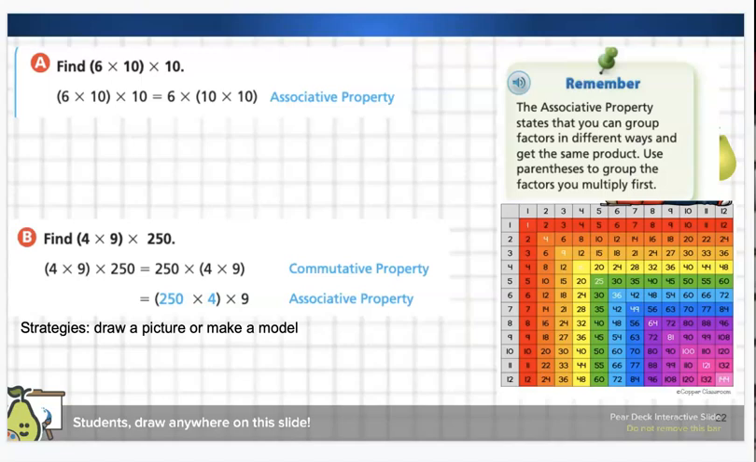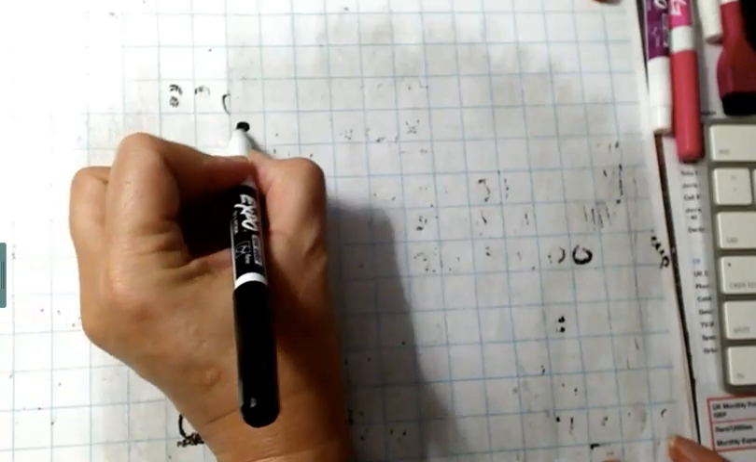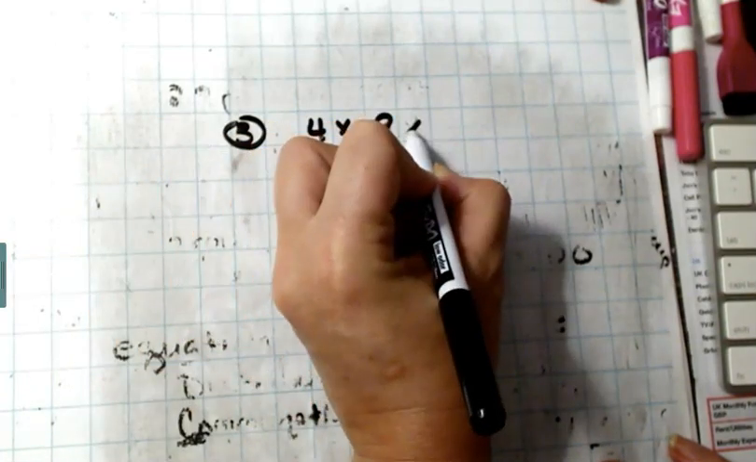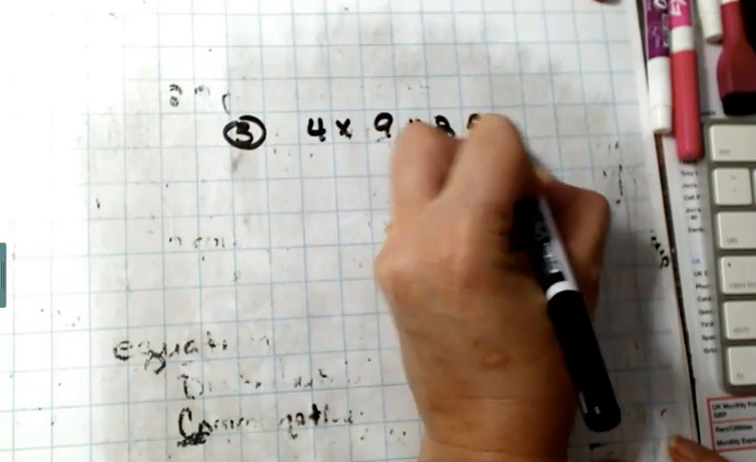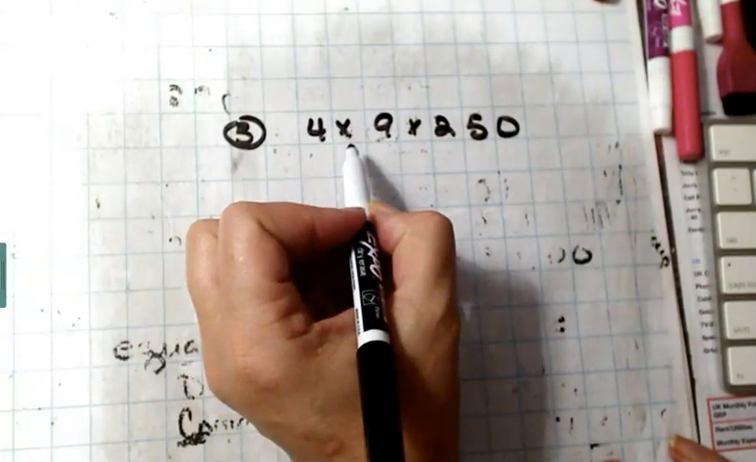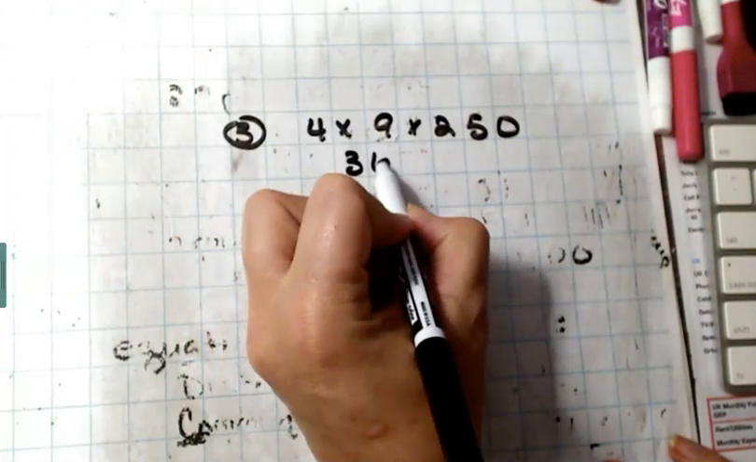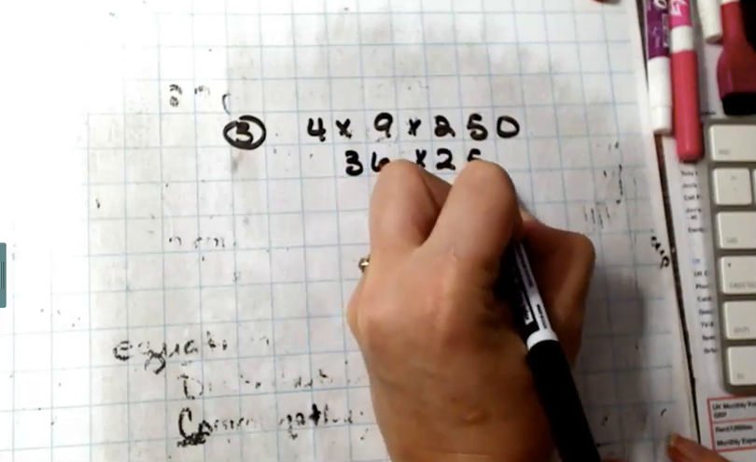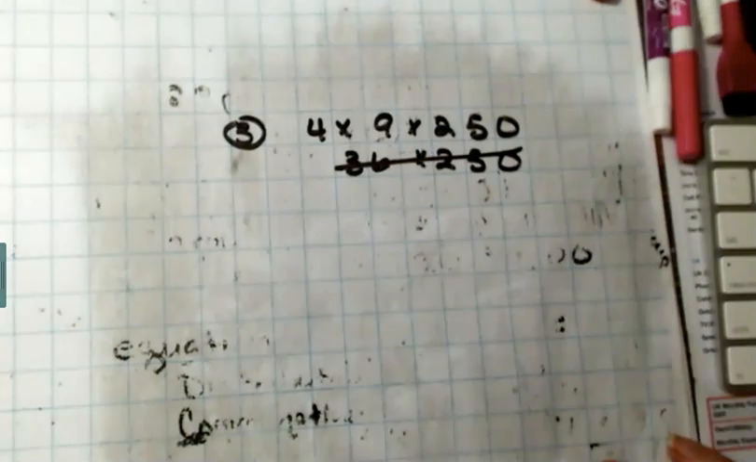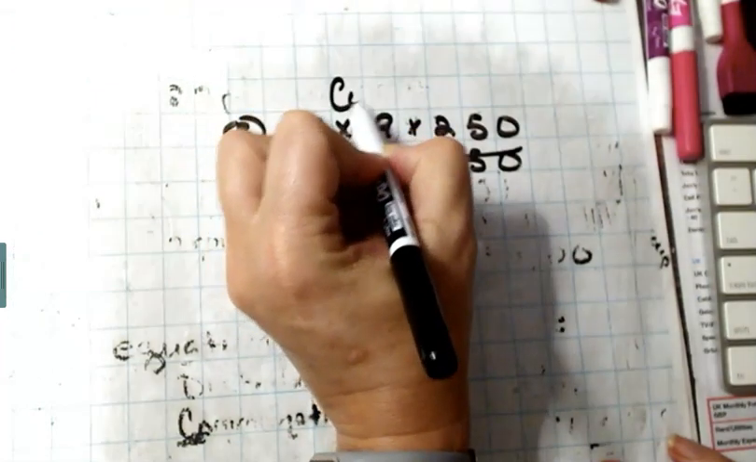So we have 4 times 9 times 250. Oh my gosh, these numbers are getting kind of big. This is problem number 3. 4 times 9 times 250. Well, I'm going to be honest, I don't really care what order it's telling me in because I'm already thinking if I was to do 4 times 9 first and end up with 36 and have to multiply 36 by 250, that would be way too hard. So now I'm going to use that commutative property.